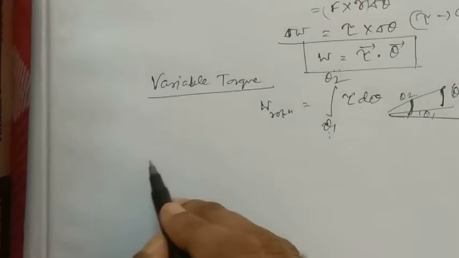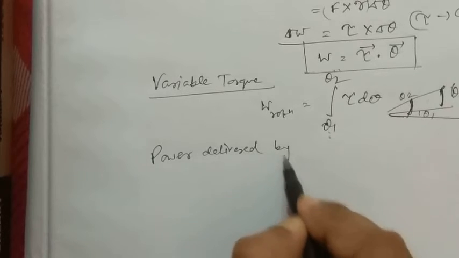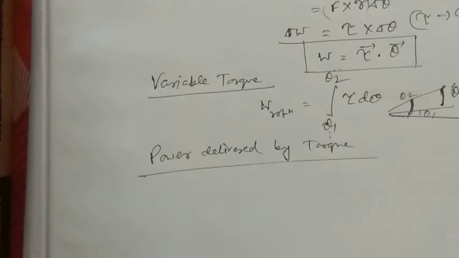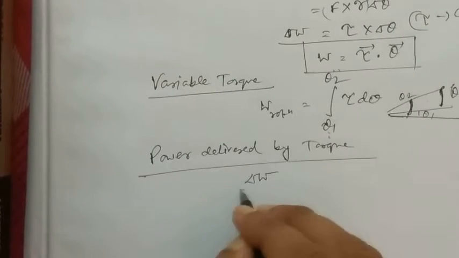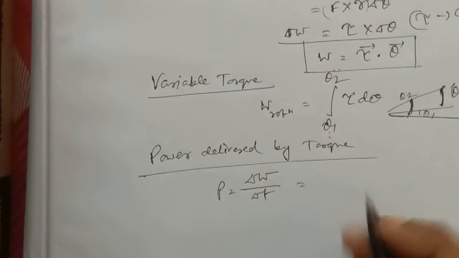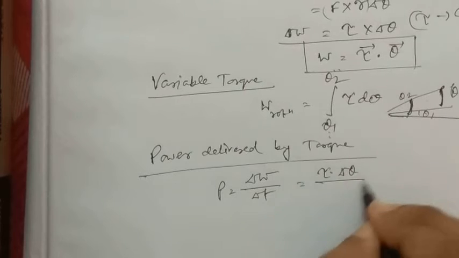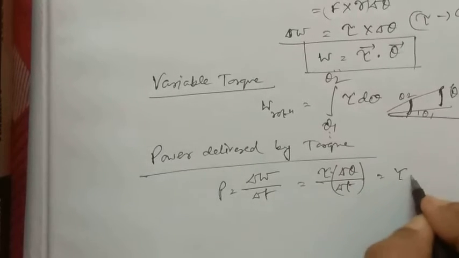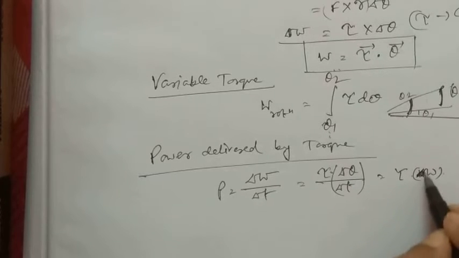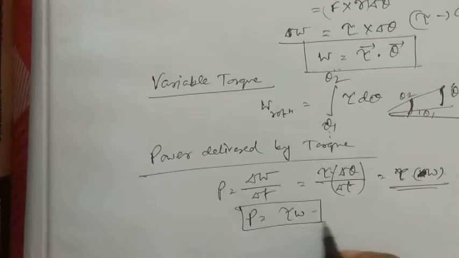Now, power delivered by torque. What is the power delivered by torque? We all know it is delta W by delta T. We can write power as the change in work done with respect to time. So we can write this as tau delta theta by delta T. Now delta theta by delta T is omega. We can write it as tau omega. So P is tau omega.